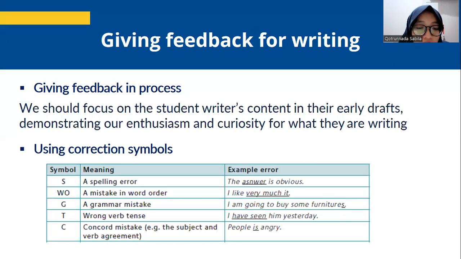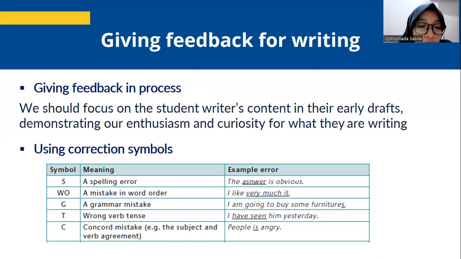And then giving feedback for writing. Many of the issues that we have discussed when talking about giving feedback on students' speaking apply to their written work too. So there is perhaps less of a conscious decision about the best way to go about it. First, giving feedback in process writing. Heidi McCarroll and Jeffrey Beam suggest that we should focus on the students' writers' content in their early drafts, demonstrating our enthusiasm and curiosity for what they are writing, because by doing this, the teachers strengthen the writer's resolve to plunge back into the tangle of disparate ideas in search of a consistent thread.